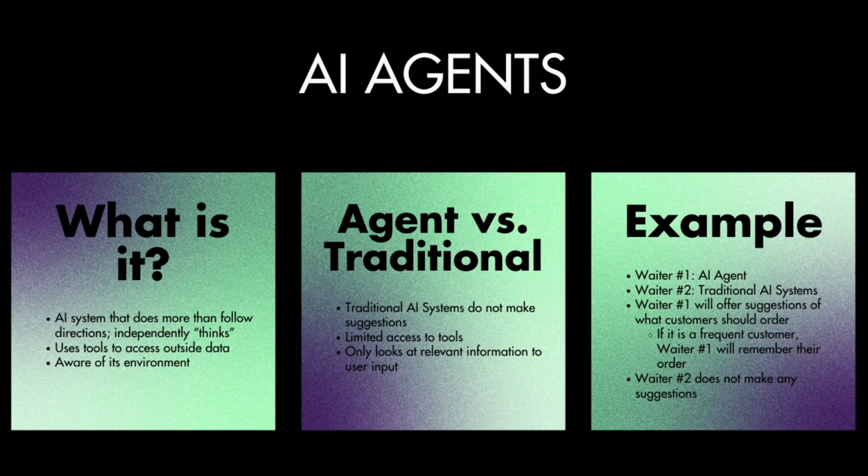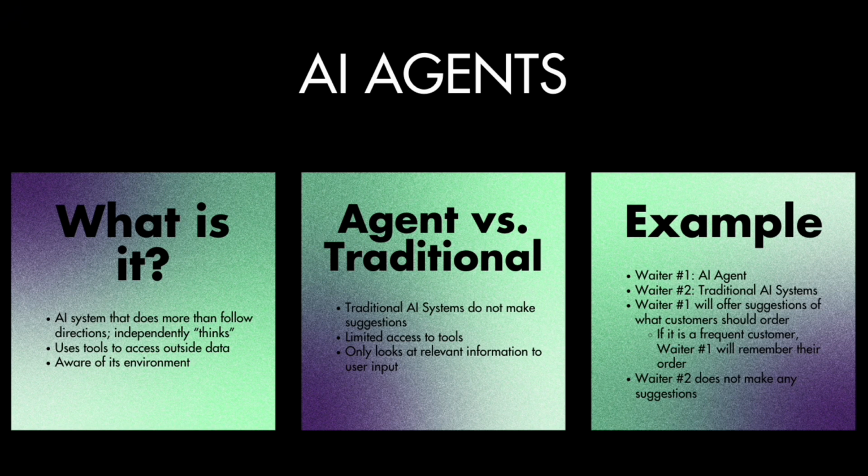In the CodeBasics YouTube video, the example they used to showcase the differences between the two systems involved waiters. Let's say waiter 1 is an AI agent and waiter 2 is a traditional AI system. Waiter 2 may be more intelligent than waiter 1, but when serving customers, waiter number 2 might not make any suggestions or try to look at the environment or context that they're in. On the other hand, waiter 1 may be less intelligent, but it will look at its surroundings and context to make suggestions to the customer.